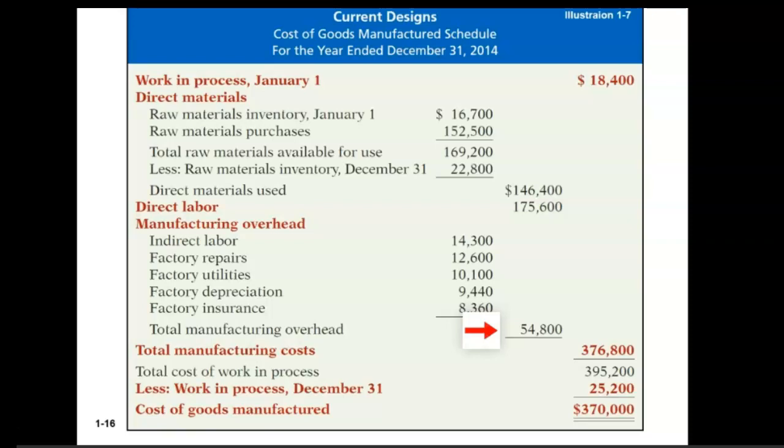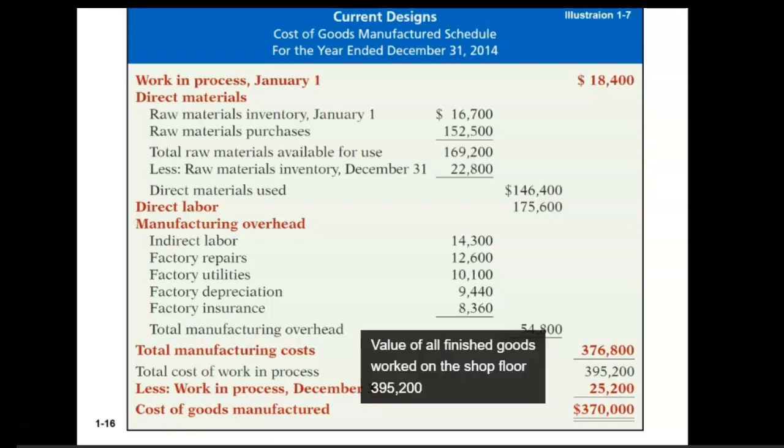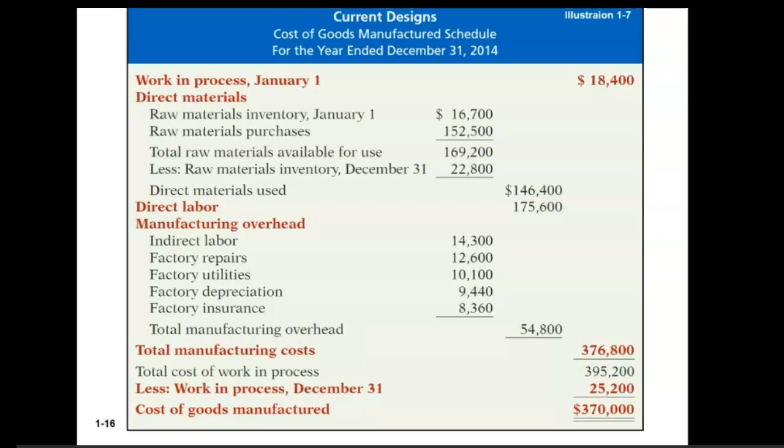I totaled those three: the direct material, $146,400, direct labor, $175,600, and the manufacturing overhead, and I get the total manufacturing costs. I add that then to the cost of goods in process beginning, and I get the total value of the goods on the shop floor. I subtract what's left unfinished, and I have the cost of goods manufactured. So that's a complete manufacturing statement for a manufacturing company.